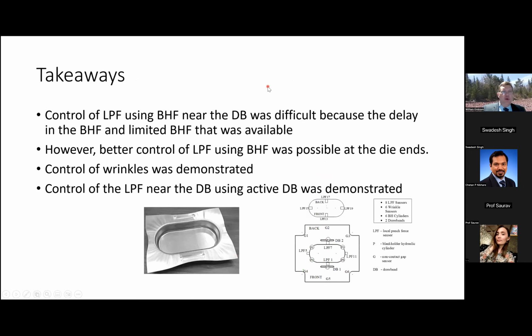So the takeaway of implementing closed loop control was that we could control the local punch forces using the draw beads quite well. We had a little more issue with controlling the local punch forces using the blank holder forces. It's easier to do it at the die ends and in curved regions compared to along straight regions, such as where the draw bead is located. And we could also control the wrinkles if we judiciously pick the threshold wrinkle for controlling.